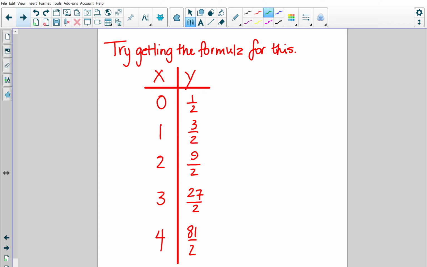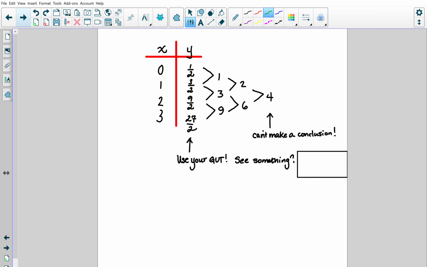So take a moment and try getting a formula for that lovely thing. Did you use your gut? First, if you check those differences, they don't settle down, and if you get down to only having one difference, guess what? You cannot make a conclusion from one difference. All right, that's not a constant. So look at your gut, see if you see something.